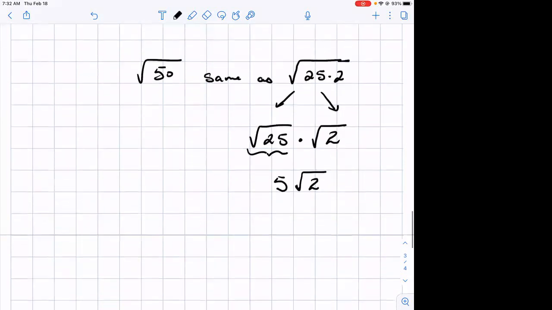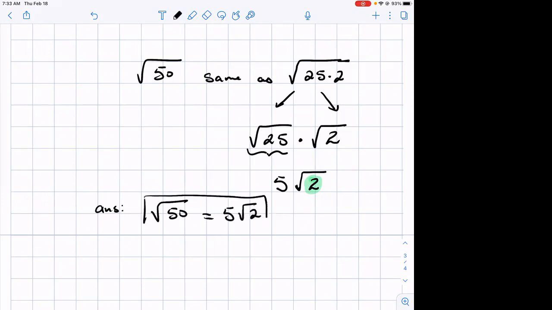Now it's very important that when you think you're finished, always look and see, can you simplify that again? Are there two numbers that multiply to give 2 where one of them is a perfect square? Because sometimes you will think that you are finished and you're not. And I'll show you examples of these. So here, your answer, the square root of 50 can be simplified as 5 root 2. And this is what we mean by simplifying radicals.